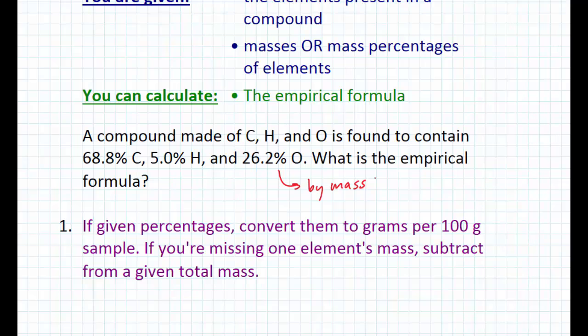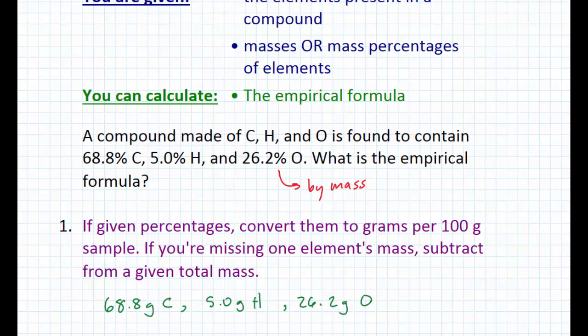Because if I had a theoretical 100 gram sample, how many grams of carbon would that sample contain? Okay, let's not make that too hard. 68.8 grams, 5.0 grams of H, 26.2 grams of O. Now, I didn't have to give you that O there for that one. If you were given percents and you were given all of the percents except one element, you can just subtract them from 100, because that's how percents work.